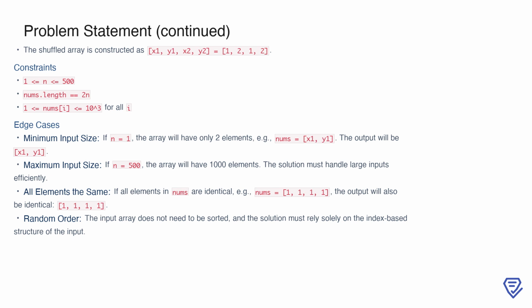For the maximum input size, when n equals 500, the array contains 1000 elements, so the solution must manage large inputs efficiently. Another edge case occurs when all elements in the array are identical, like nums equals 1, 1, 1, 1, where the output remains 1, 1, 1, 1. Lastly, the input array's order does not matter. The solution depends only on the index-based grouping of elements, ensuring the shuffle is always performed correctly.